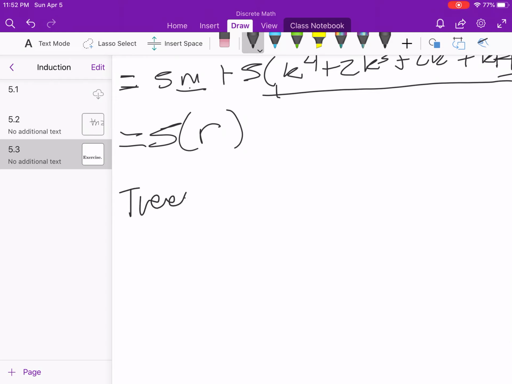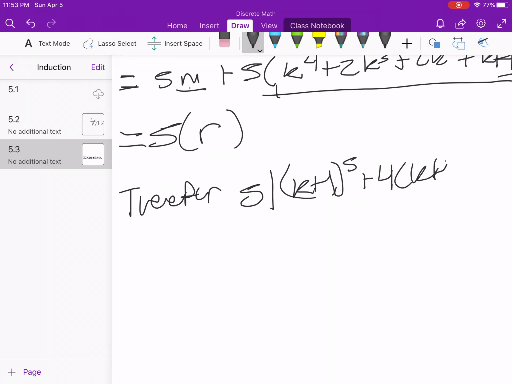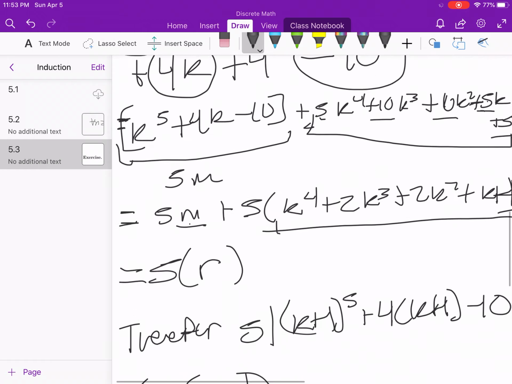Therefore, 5 divides k plus 1 to the 5th, plus 4, right? Which is what we wanted to show. So there we go. There it is. So that's not so bad.